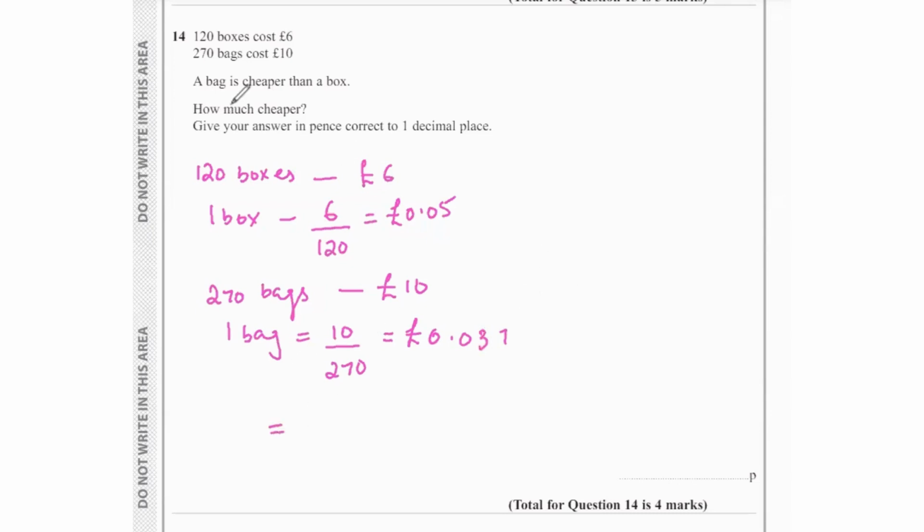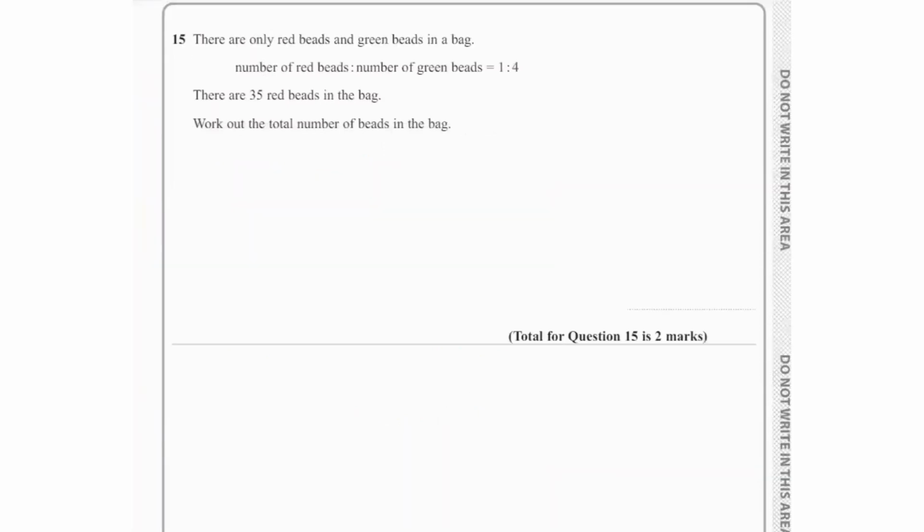So to find how much cheaper the bag is, we subtract the two. 0.05 minus 0.037. And that's going to give us 0.013 pounds.